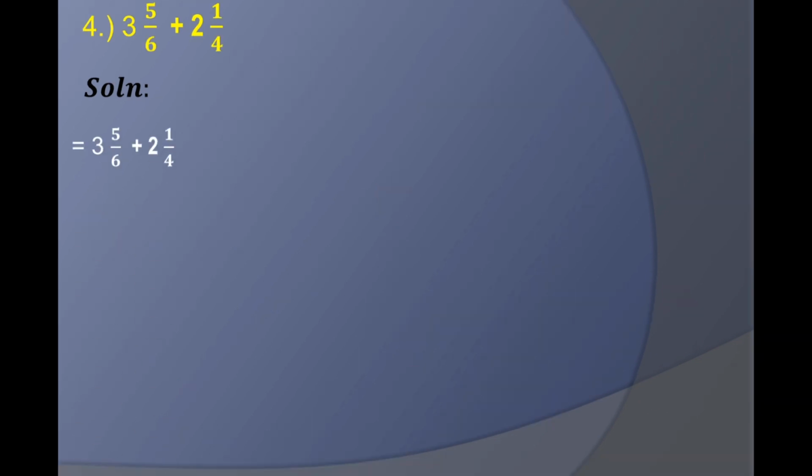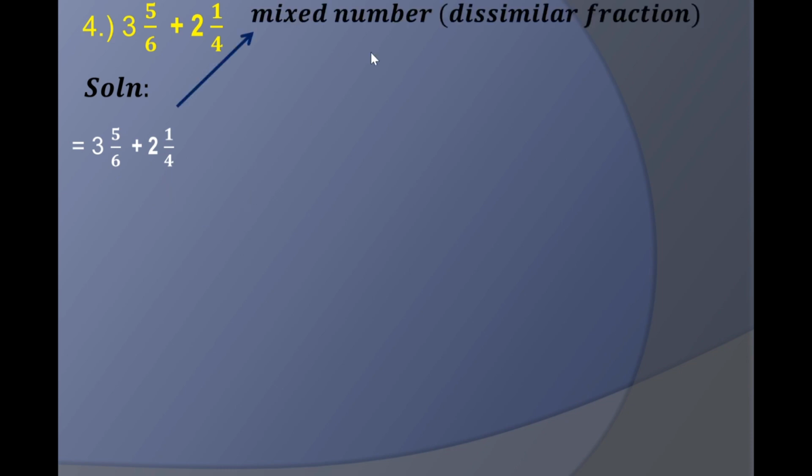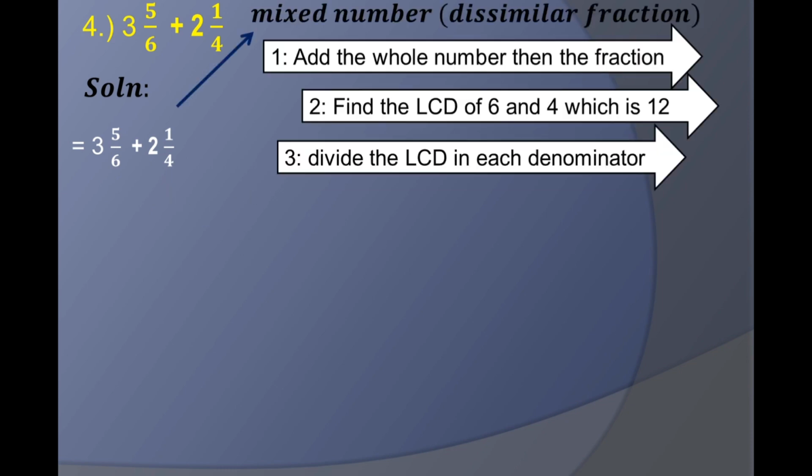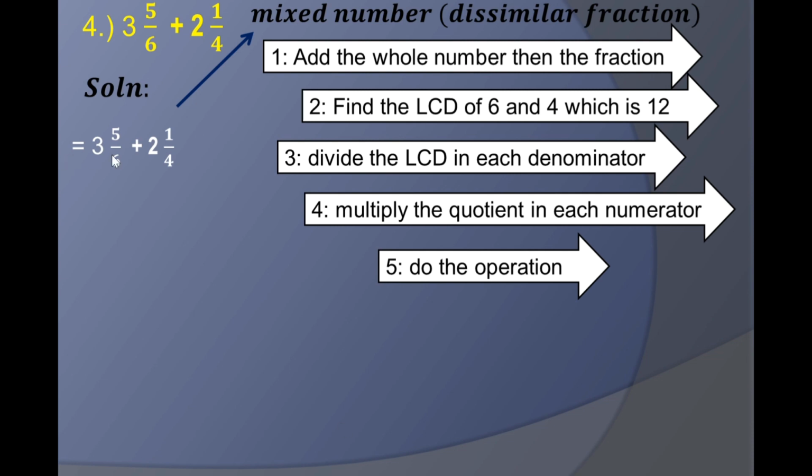Okay, we have 3 and 5/6, plus 2 and 1/4. So we have two mixed numbers, but the fractions are not the same. Okay, so just add the whole numbers, then the fractions. 3 plus 2, separate. 5/6 plus 1/4, separate. So find the LCD. How to find the LCD of 6 and 4? Again, we have two ways. It's either skip counting or just get the product of the two. But in this case, it's better to use skip counting. So 6, 12, 4, 8, 12. They meet at 12. Therefore, the least common denominator, LCD, is 12.